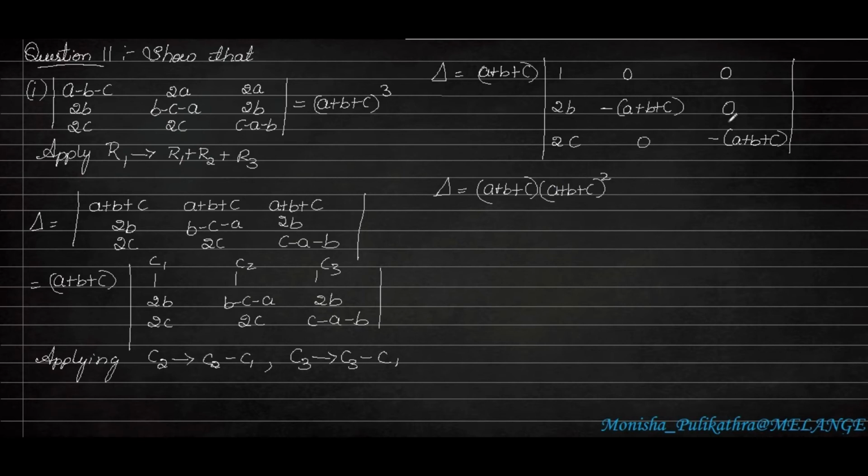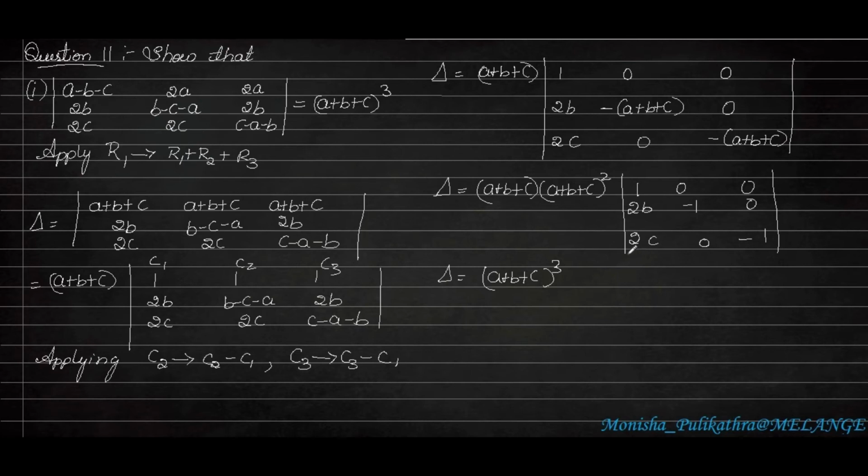Since I am taking a plus b plus c from this row and this row, two times a plus b plus c will be common, so it will become a plus b plus c whole square. Here minus 1, 0 and 2c, 0 and minus 1. So next, this a plus b plus c whole square times a plus b plus c will become a plus b plus c whole cube.